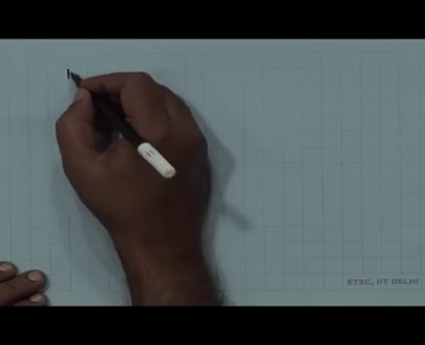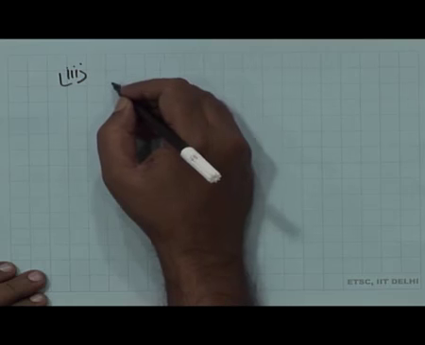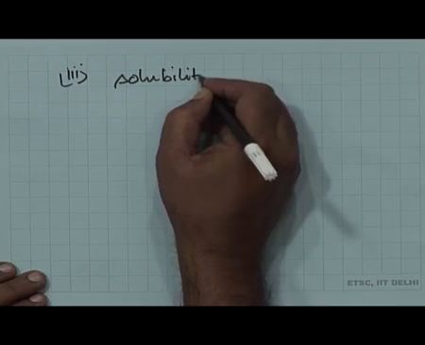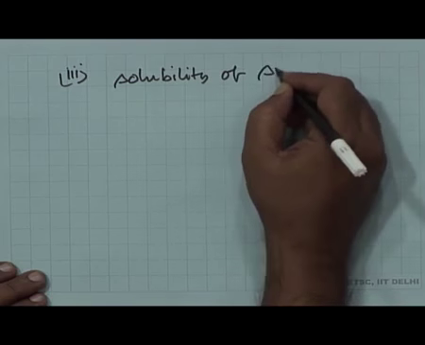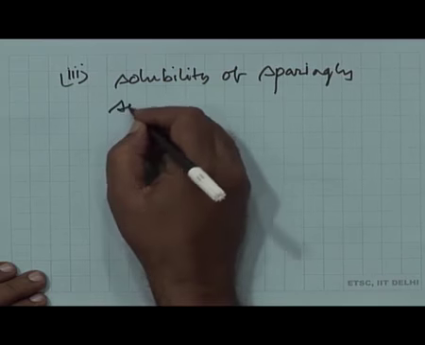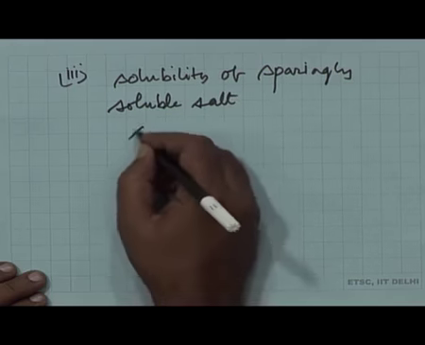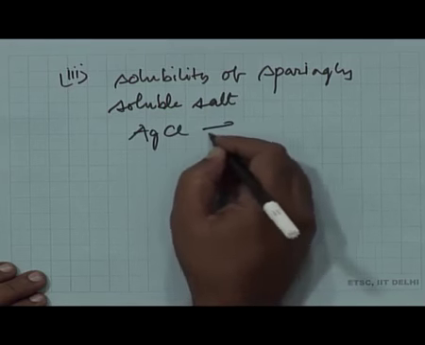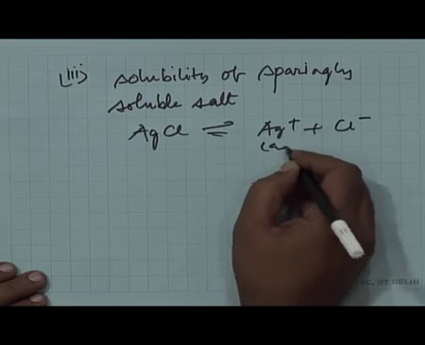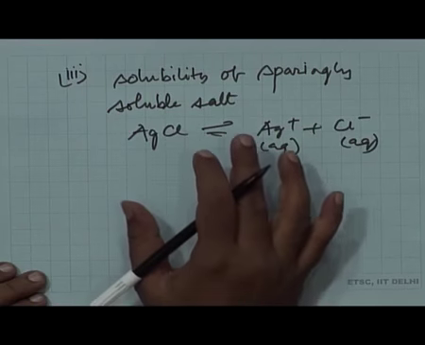The third example is solubility of a sparingly soluble salt. For example, AgCl. AgCl will give you Ag plus and Cl minus. So, this is in aqueous form, this is in aqueous form. These three types of dissociation are reversible.